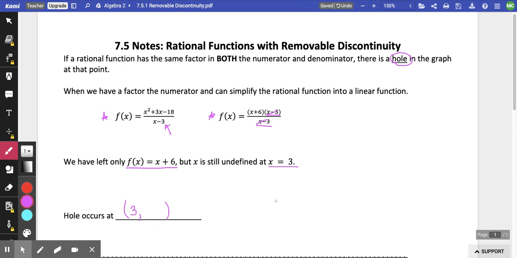It is helpful also to know the y value of the hole, the exact location of where it would be along the curve. So to find the y value, we would take the x value for the hole and put it into what's left of the function there. So I'd find f of 3, putting in 3 in place of x, that would be 3 plus 6. And 3 plus 6, of course, is 9. So my hole would occur at (3, 9).